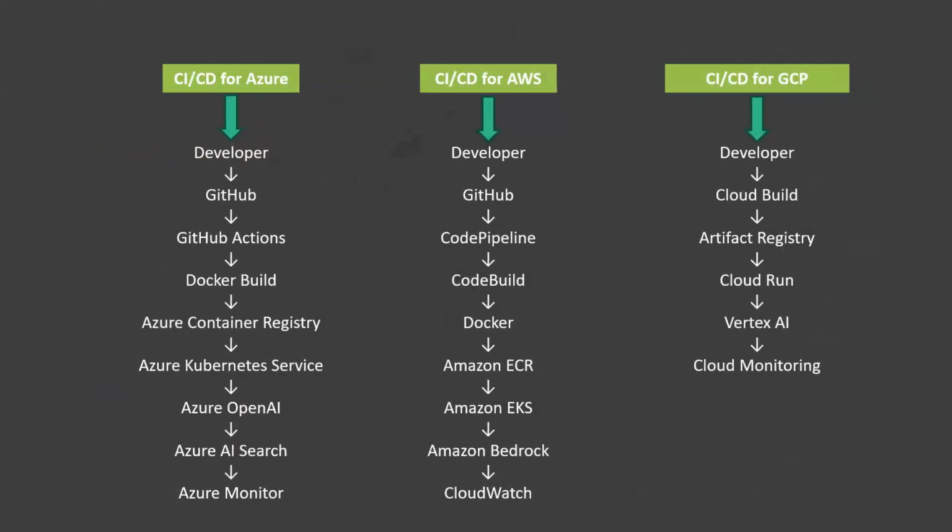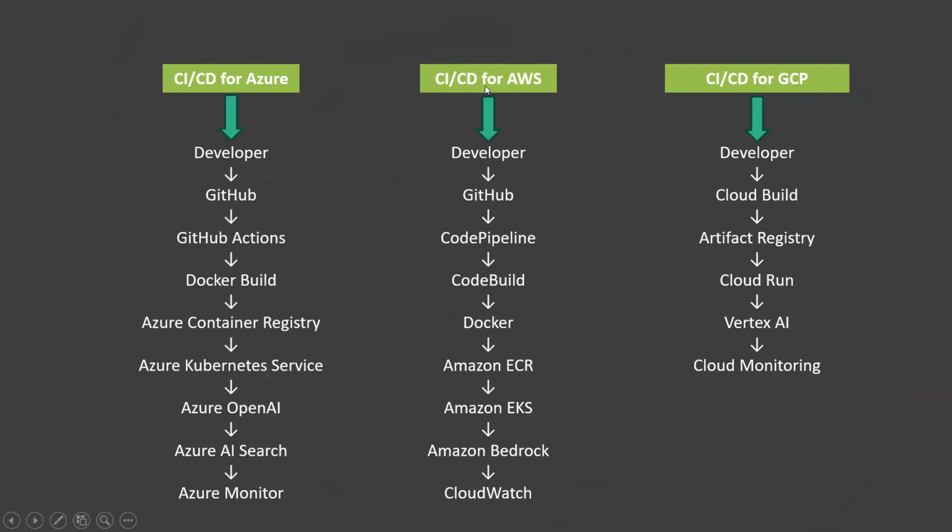So here you can observe some of the workflow for CI/CD for Azure, CI/CD for AWS, and CI/CD for GCP. So here the developer is coding, and the code will be stored in GitHub. In the GitHub Action, Docker will build the image, and that will be stored in the Azure Container Registry, and that will be fed into the Kubernetes services. From the Kubernetes services, it will go to the Azure OpenAI, and from the Azure OpenAI, it will go to the AI Search, and then it will be monitored by the Azure Monitor for any quick failure if it happens.